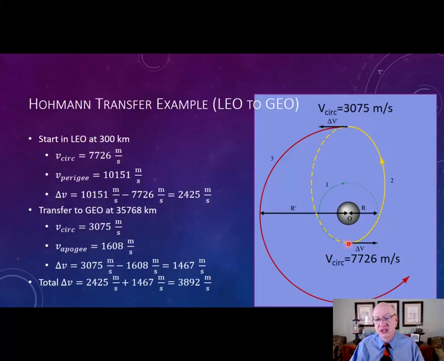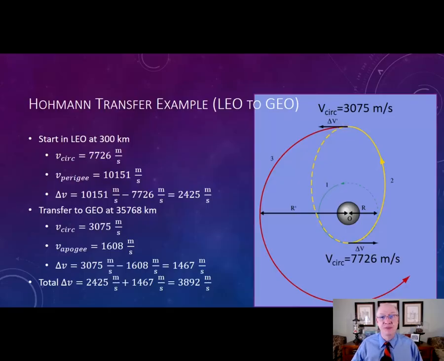To give you an idea of how much of a speed change that is, look at your circular orbit velocity when you were in low Earth orbit. It was 7,726 meters per second. It took a full-sized rocket, multiple stages, to get you traveling at 7,726 meters per second. The delta V that's required to go from this low orbit up to geostationary orbit is more than half as much. That is, it takes half as much speed change as it took to get you into orbit to get you up to that higher orbit to begin with.